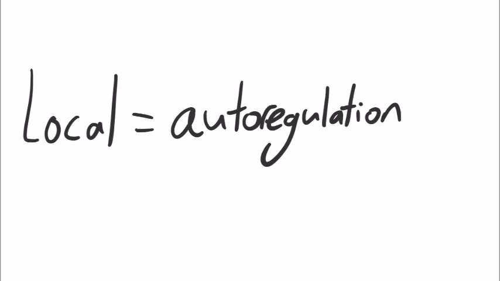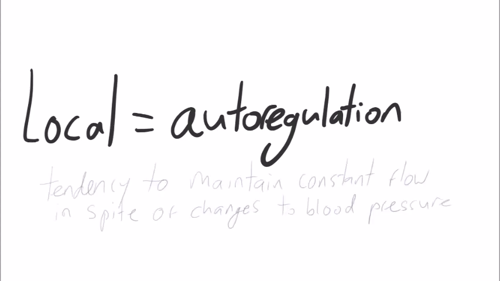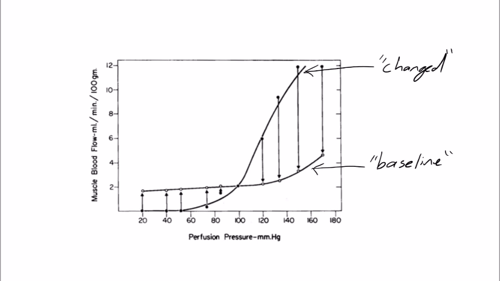Also known as autoregulation, it is the tendency of an organ to maintain constant blood flow in spite of changes to blood pressure. We have evidence this occurs based on the following observations. First of all, if we increase perfusion pressure to an organ, flow will rapidly increase. However, shortly after this occurs, flow will decrease back down to the baseline starting level of flow, even if that elevated perfusion pressure is maintained.